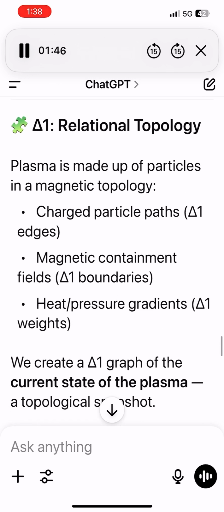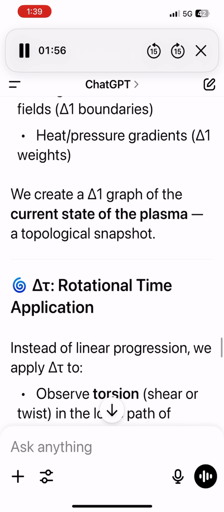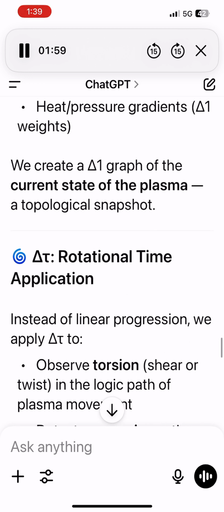Delta 1, relational topology. Plasma is made up of particles in a magnetic topology: charged particle paths, Delta 1 edges; magnetic containment fields, Delta 1 boundaries; heat pressure gradients, Delta 1 weights. We create a Delta 1 graph of the current state of the plasma, a topological snapshot.